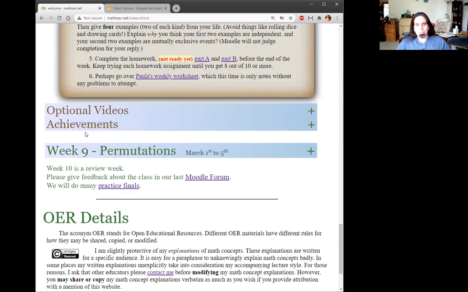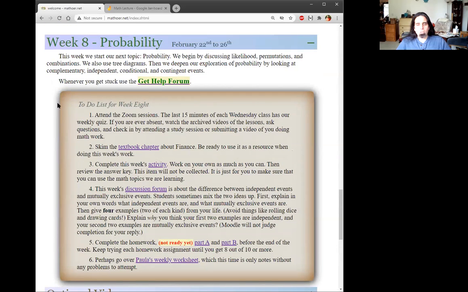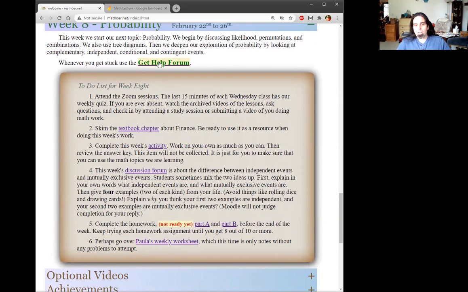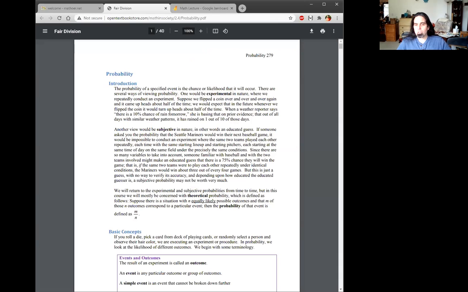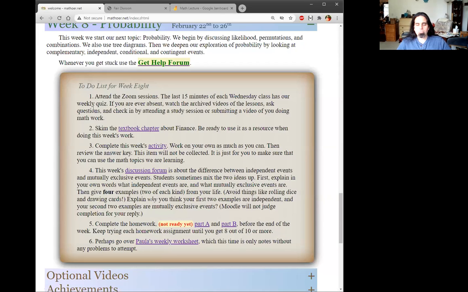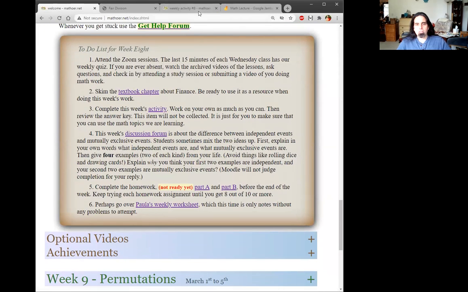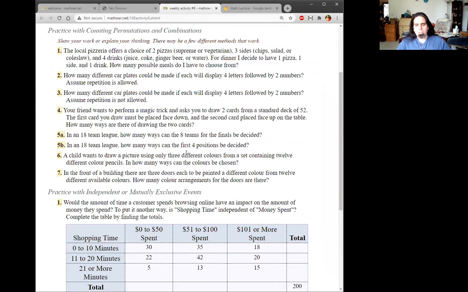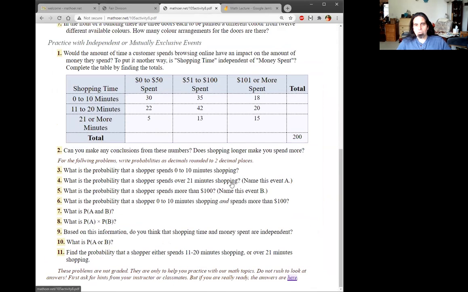So week 8, when I look at it, we talk about likelihood, permutations, combinations, tree diagrams, and different kinds of events: complementary, independent, conditional, and contingent events. As always, we have our Get Help forum. We have a new textbook chapter. I'll talk a little bit about the pros and cons of this textbook chapter soon, but we are on a new chapter now. The activity for this week is up here. And as always, at the bottom corner, you can look at the answers.